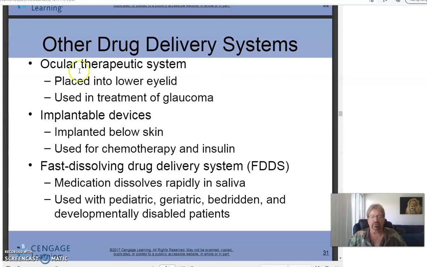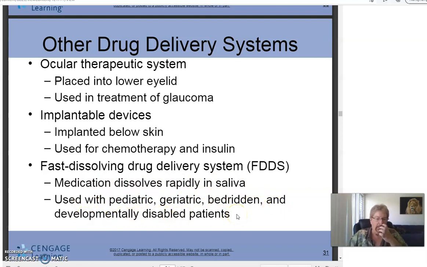Other drug delivery systems. Ocular, you can put them in the eye. Implantable, used for chemotherapy or insulin, where they implant it in you. Fast dissolving drug delivery system, FDDS: medication dissolves rapidly in saliva, used with pediatric, geriatric, bedridden, and developmentally disabled patients.